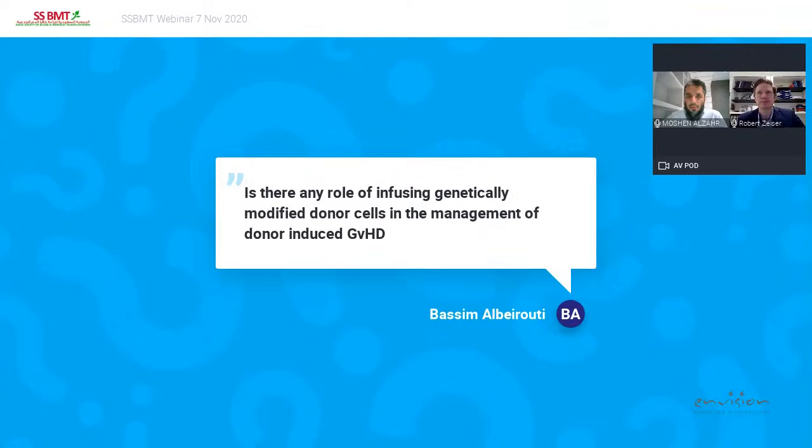Okay, we have another question also by Dr. Bassem Beirouti. Is there any role of infusing genetically modified donor cells in the management of donor-induced GVHD? Well, this is certainly an interesting experimental strategy. And there are trials using not genetically modified cells, but donor cells like regulatory T cells or mesenchymal stroma cells to treat chronic graft-versus-host disease. So far, these approaches have not been so successful that they have entered clinical routine.